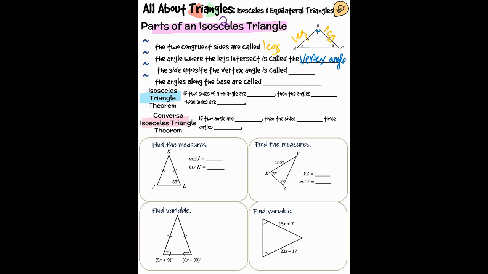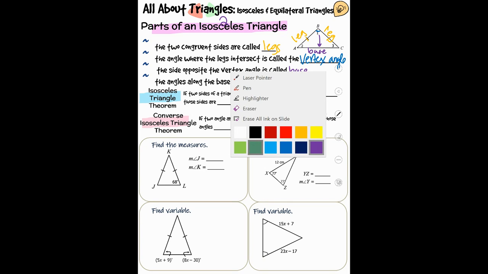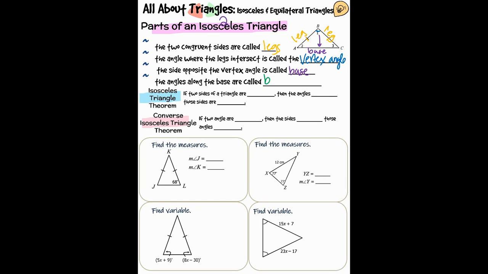The side opposite the vertex, so the one opposite the vertex, this is called our base. The angles along the base are called, very cleverly, base angles. So this angle and this angle, those are our base angles. And so something to note here are two congruent sides. So our legs are the ones that are congruent. Our base angles are the ones that are congruent.